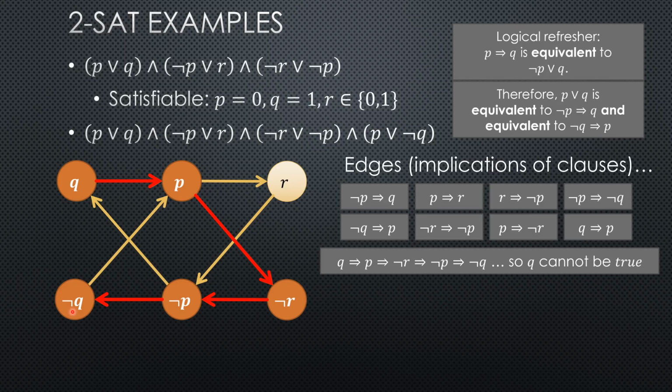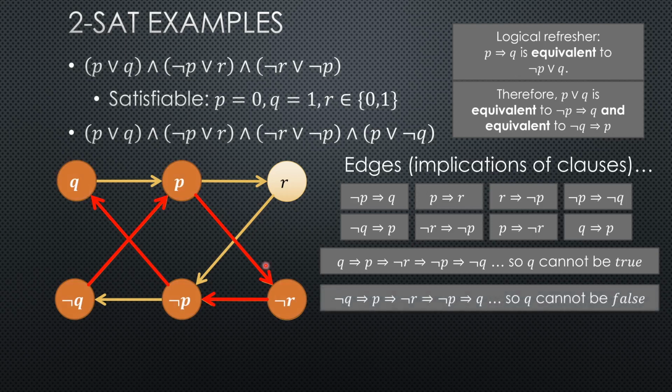So, okay, what if we try the opposite? What if we try starting at not Q? Well, then we can go from not Q to P to not R to not P to Q. So we can get from not Q to Q. So not Q implies Q. If Q is false, then Q is true. Well, that's a contradiction if Q is false. So if Q is true, we have a contradiction, so Q can't be true. If Q is false, we have a contradiction, so Q can't be false.